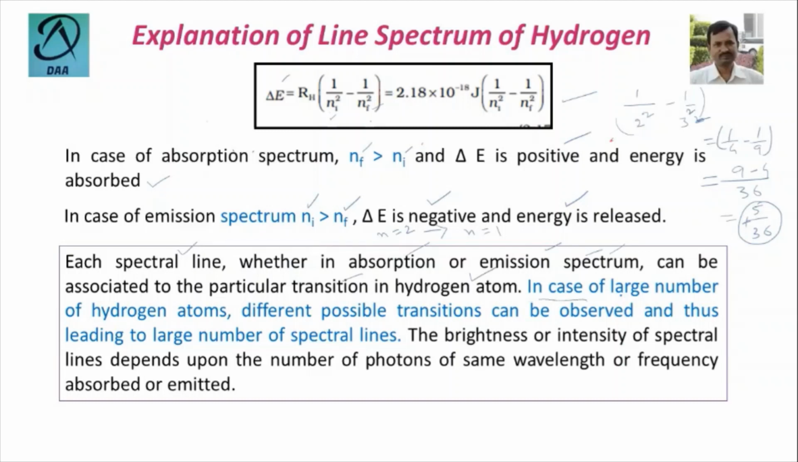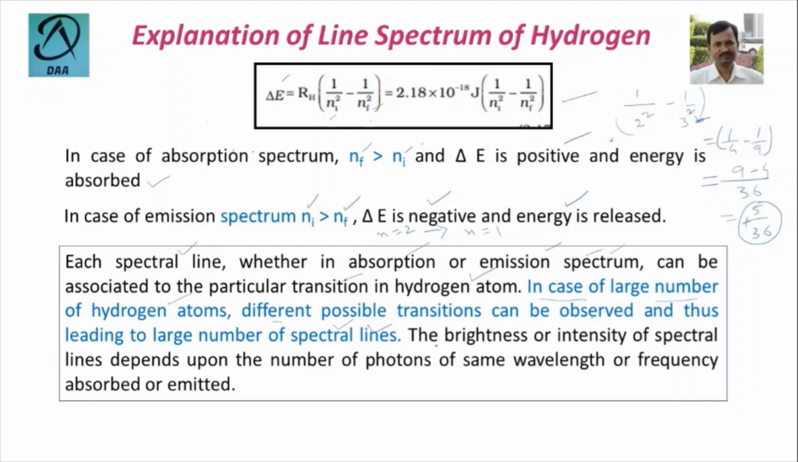In the case of a large number of hydrogen atoms, different possible transitions can be observed, thus leading to a large number of spectral lines. Because if a large number of hydrogen atoms is there, then they will absorb or emit with different energy. So a large number of spectral lines is possible.